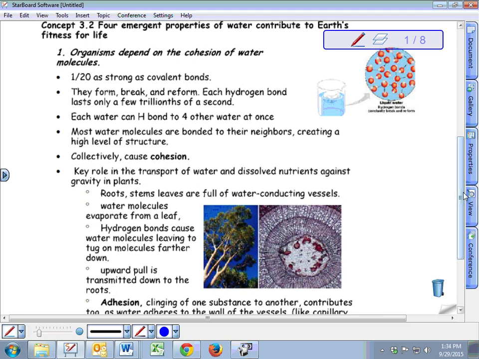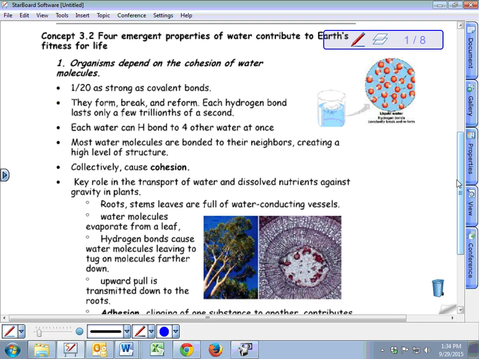The first is, well, what I just said. Organisms depend on cohesion, meaning water sticking to itself. Cohesion is water sticking to other water. Co, together.